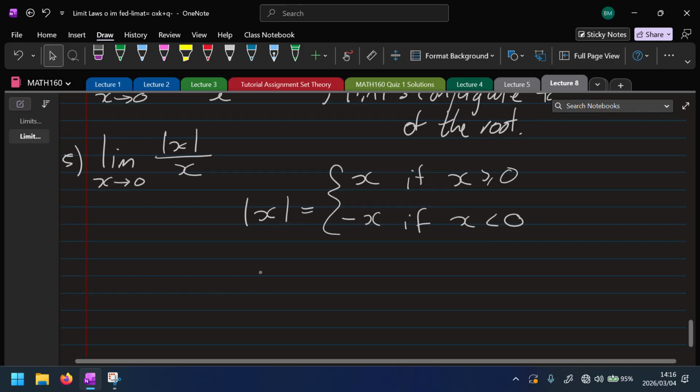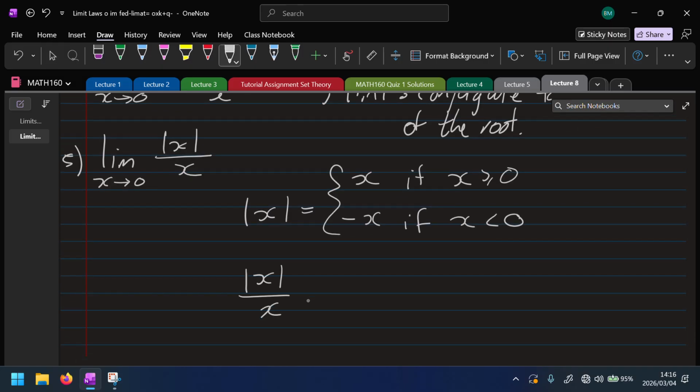So the absolute value of x over x is going to be equal to, on the top, x over x, that's just a plus 1. And minus x over x, that's a minus 1.